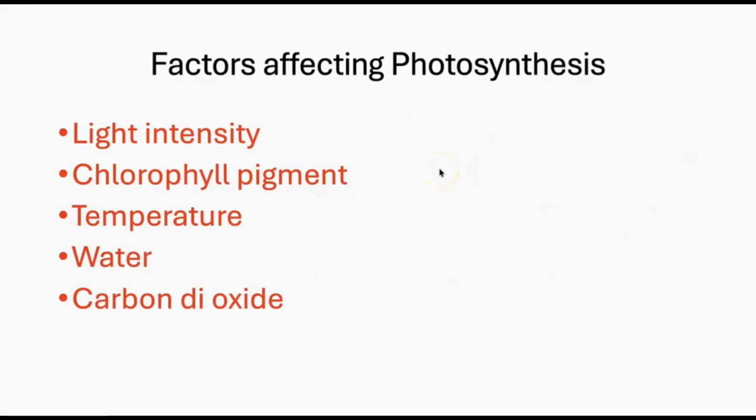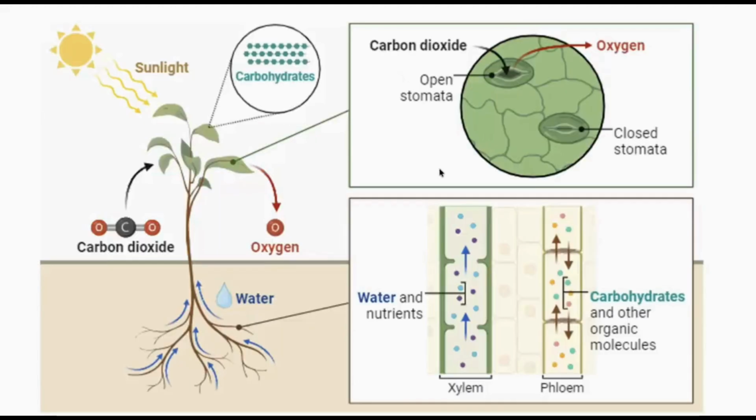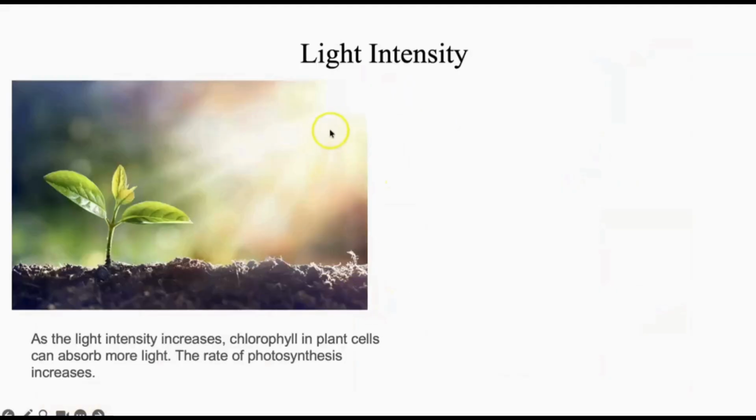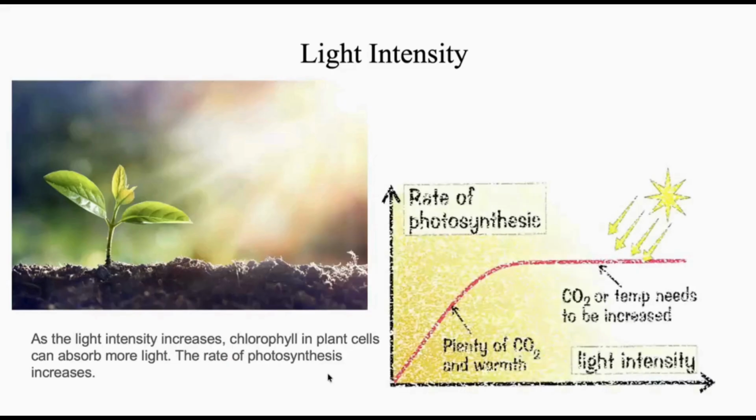Now, there are some factors that affect the rate of photosynthesis in plants. They are light intensity, chlorophyll pigment, temperature, water, and carbon dioxide. As we all know, the raw materials for photosynthesis are sunlight, carbon dioxide, and water. If the light intensity increases, the chlorophyll in plant cells absorbs more light, so the rate of photosynthesis increases.